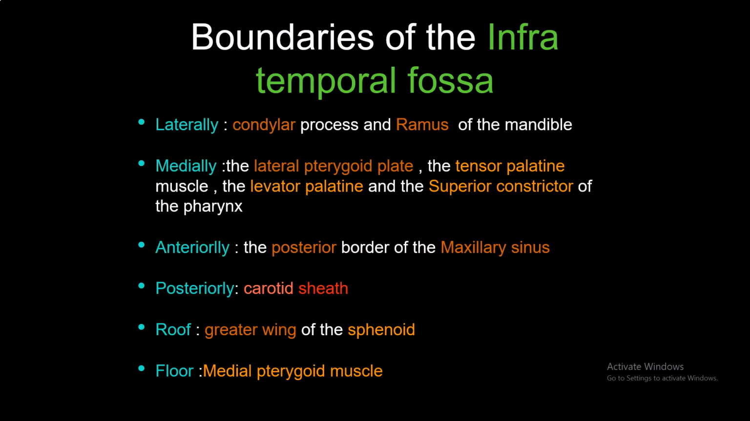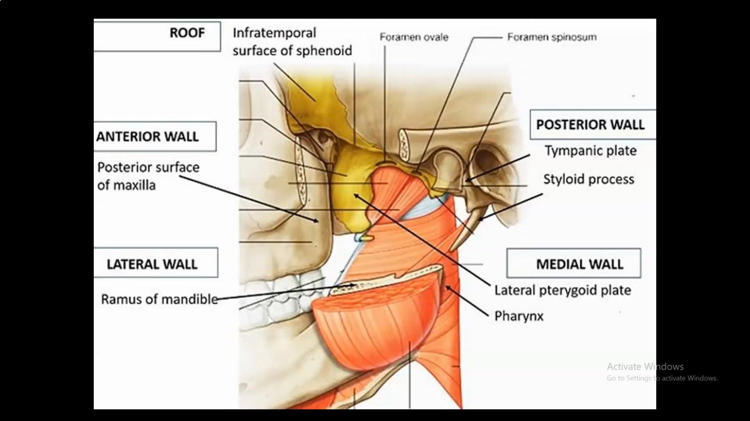Anteriorly, as we said, it is the posterior border of the maxillary sinus, and posteriorly the carotid sheath, and the roof is the greater wing of the sphenoid containing foramen ovale and spinosum, and the floor is the medial pterygoid muscle. So the medial wall of the infratemporal fossa contains the lateral pterygoid muscle, but the floor contains the medial pterygoid muscle. We'll see it right now.